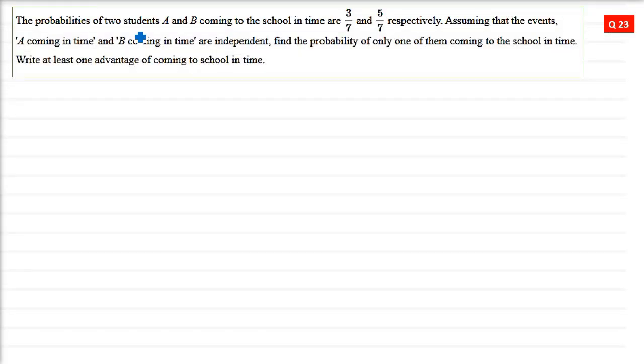The probabilities of 2 students A and B coming to the school in time are 3 by 7 and 5 by 7. So before going along with the question, let's just write what is being given to us. Probability that A is coming on time. This is probability first. Probability of 2 students A and B coming to the school in time are 3 by 7 and 5 by 7.